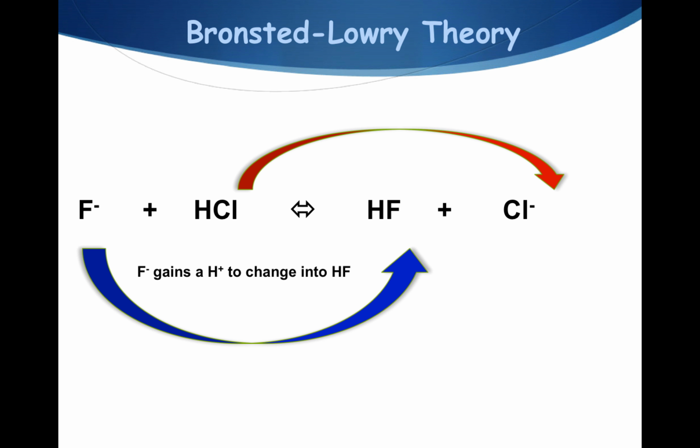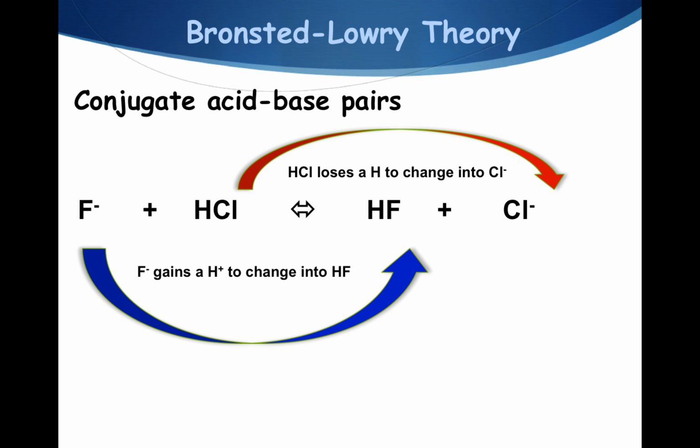Now let's look at what HCl does. In order for HCl to change into the chloride ion, it must lose a hydrogen. It must lose a proton. That means HCl is a Brønsted-Lowry acid. F- and HF is a conjugate acid-base pair. HCl and Cl- is another conjugate acid-base pair.